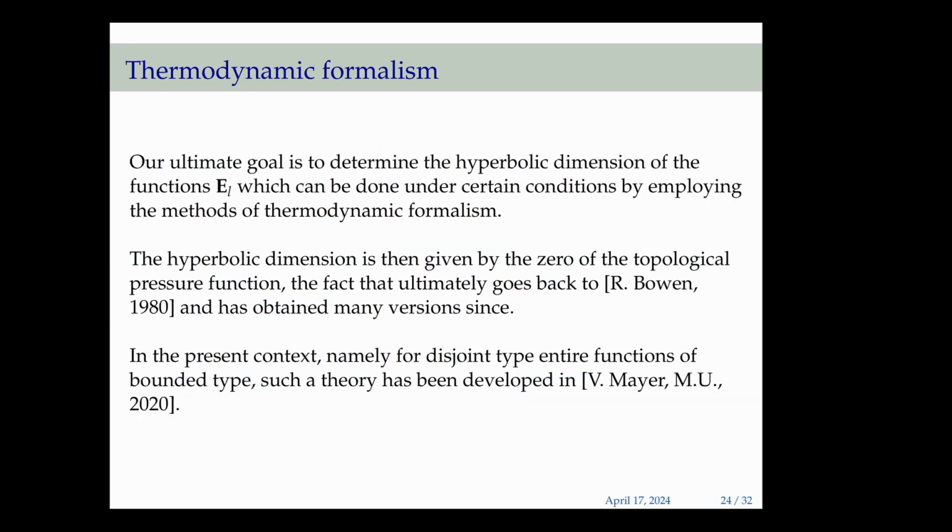And so our goal is really to estimate the hyperbolic dimension of these functions EL, and this can be done by employing the methods of thermodynamic formalism. Now the hyperbolic dimension, especially for functions of disjoint type, is given as the zero of the appropriately defined topological pressure function. The formula ultimately goes back to Rufus Bowen's work in the 1980s on quasi-Fuchsian groups, and has since then obtained many versions, generalizations, and extensions.